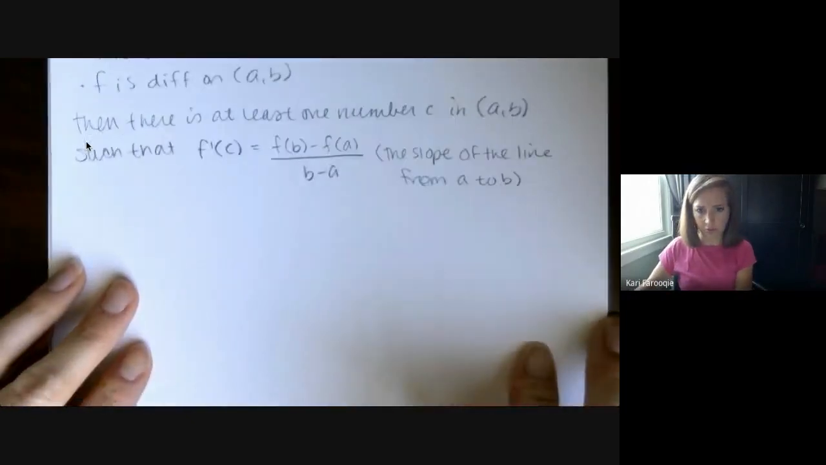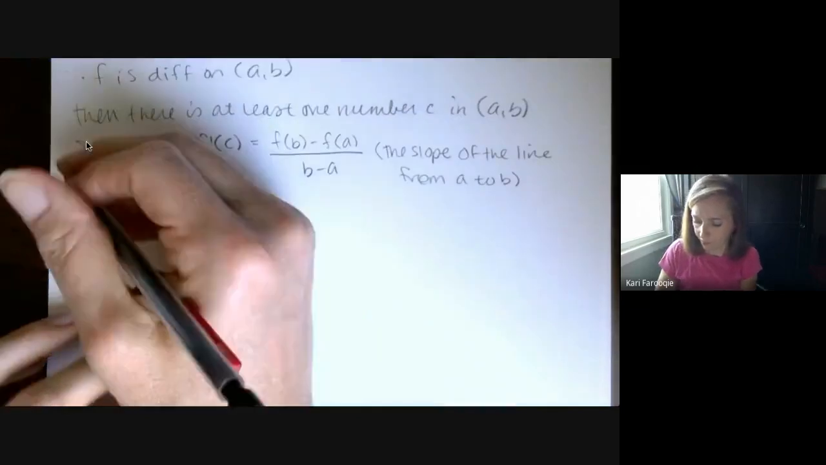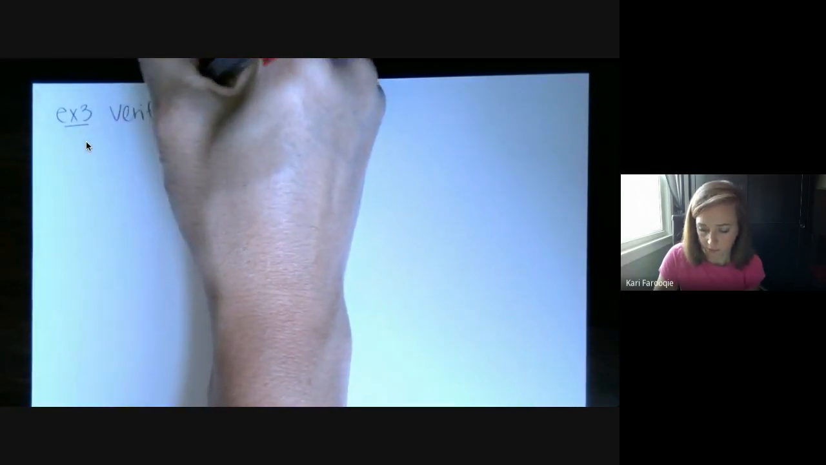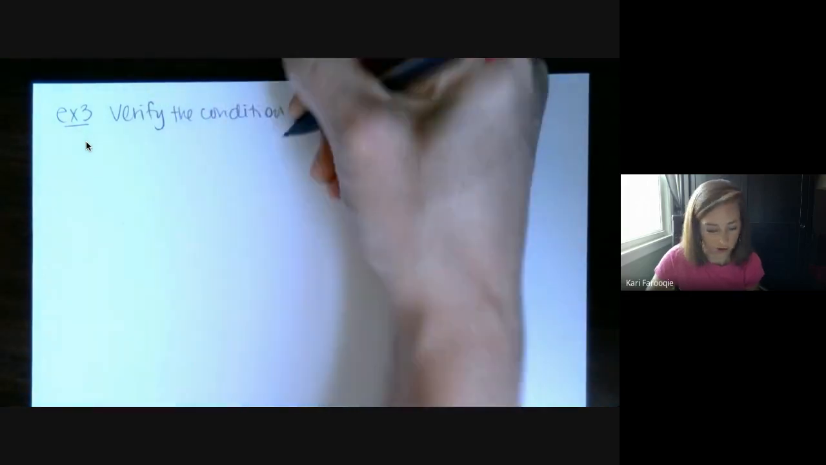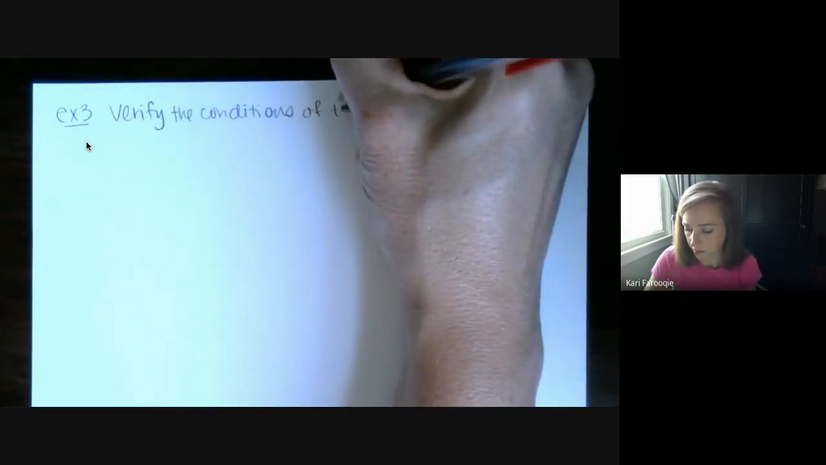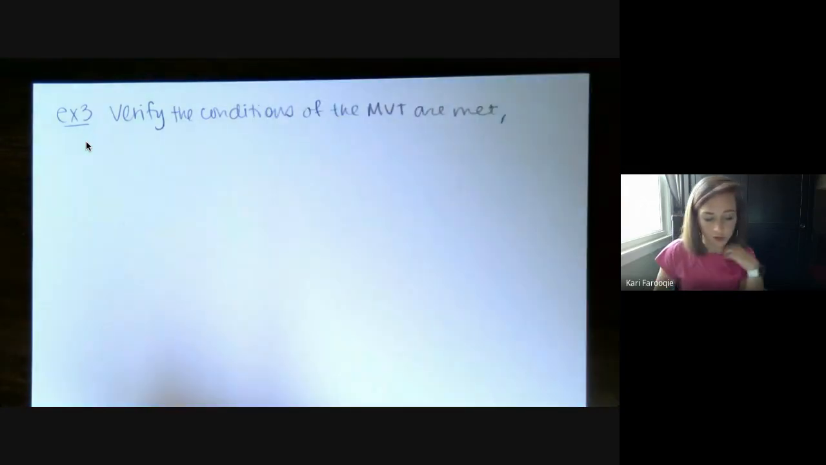Example 3. We're on example 3. I'm going to start on a new page. Last thing I want to do is smash this into the bottom here. Example 3. Verify the conditions of the mean value theorem are met. Usually we just abbreviate this. Then find the numbers c guaranteed by the theorem.